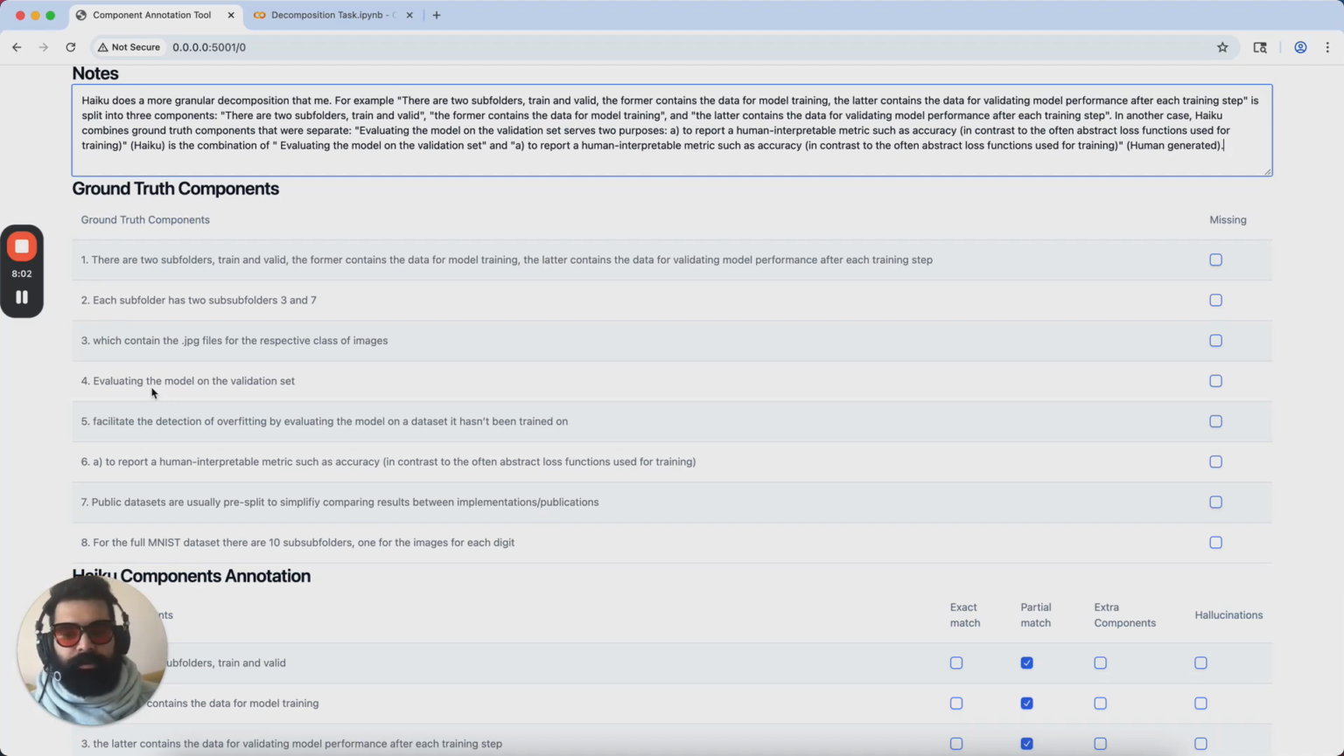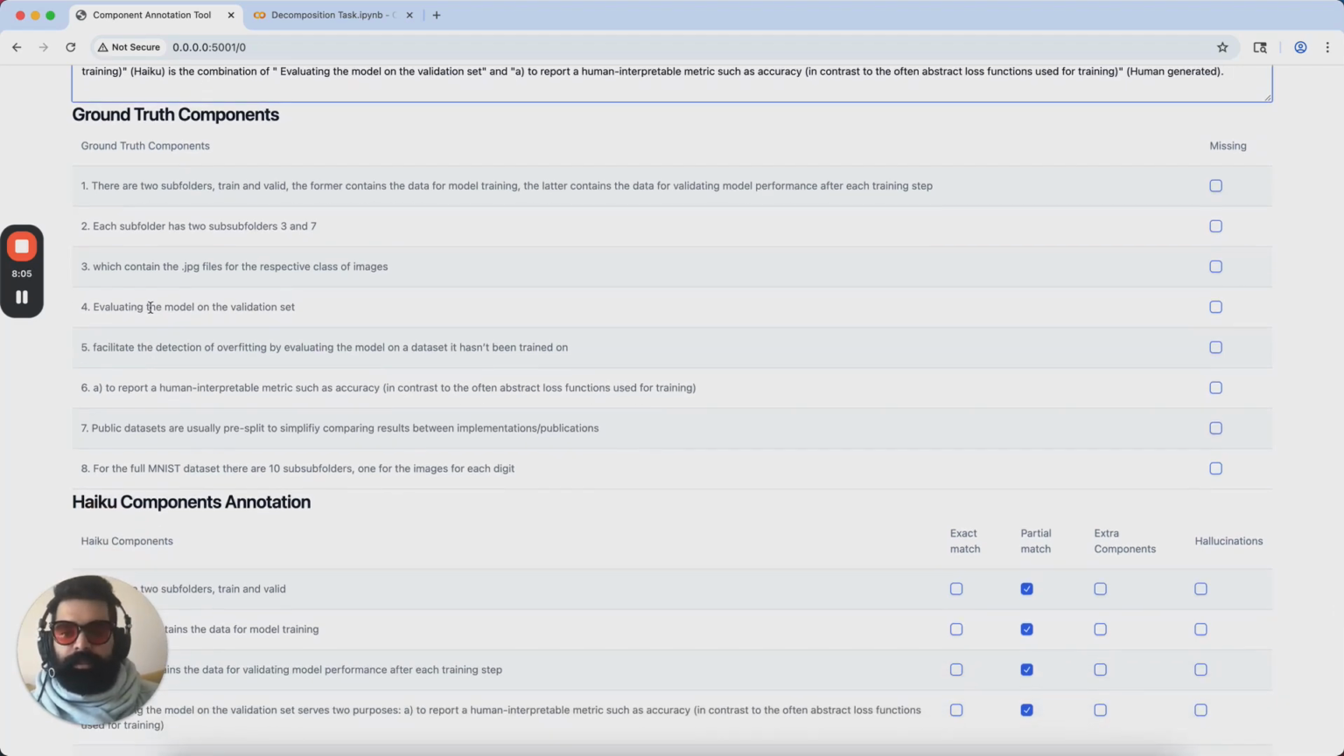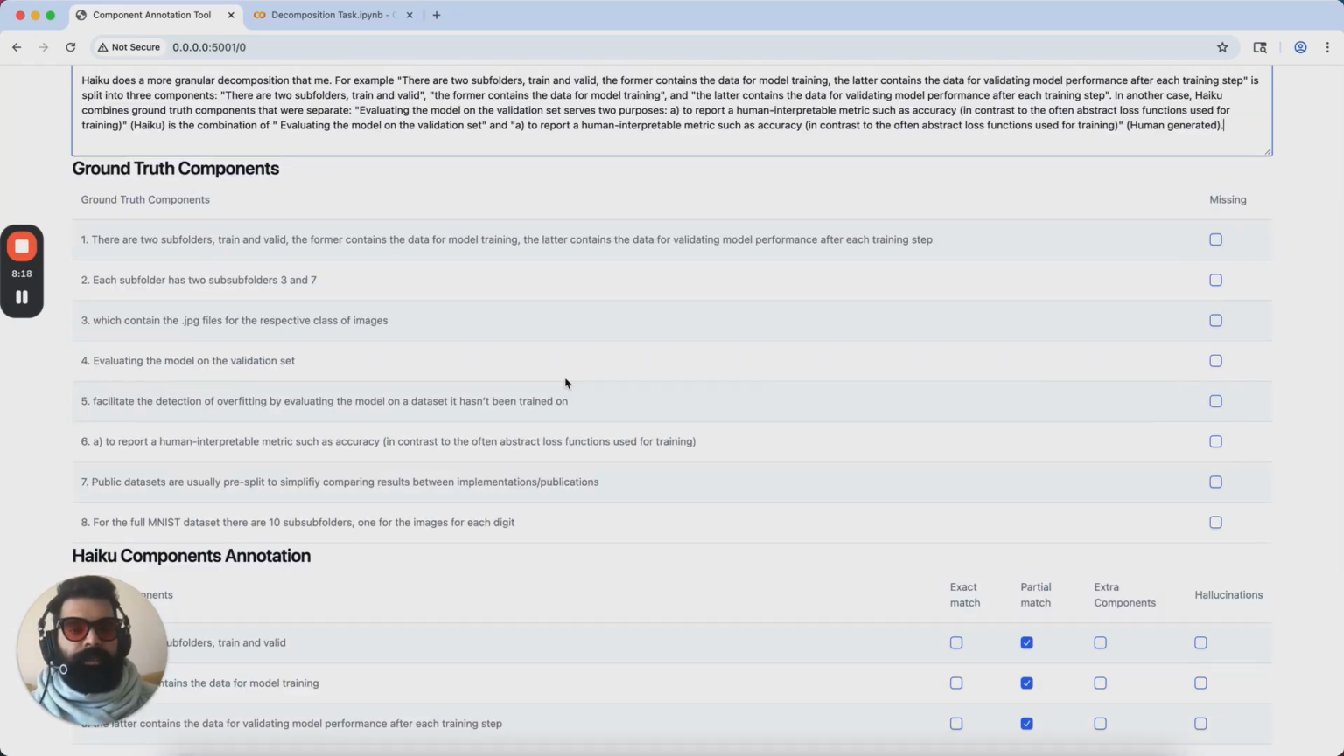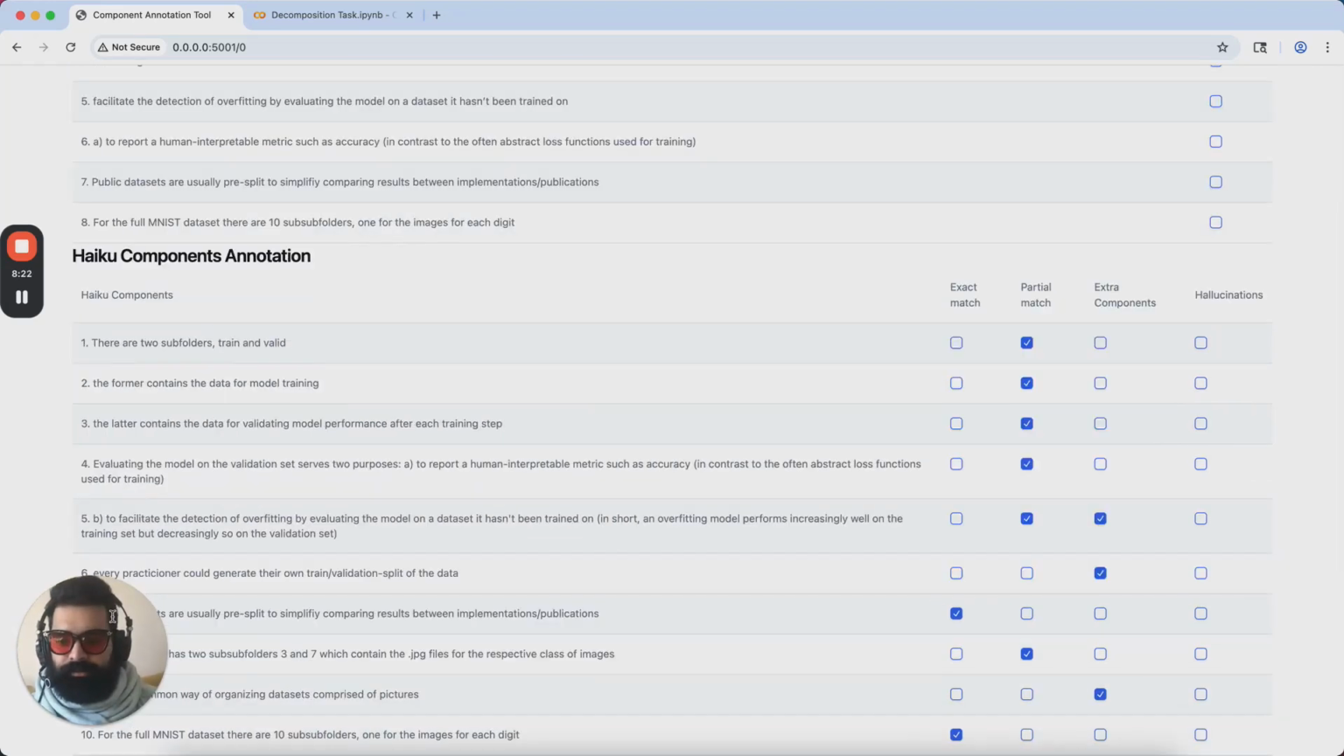And what do I think about that? Well, evaluating the model and the validation set to report a human interpretable metric such as accuracy. Yeah, I don't have any strong thoughts on that. Let's look down here.